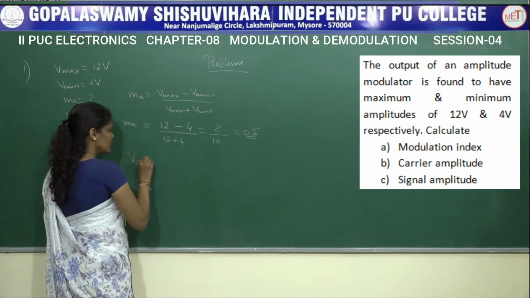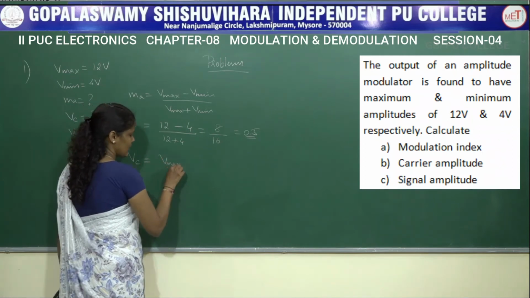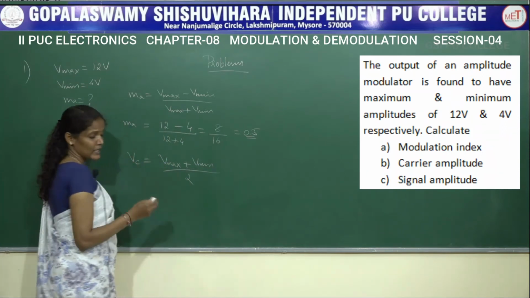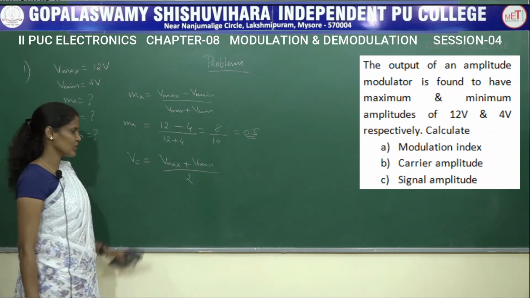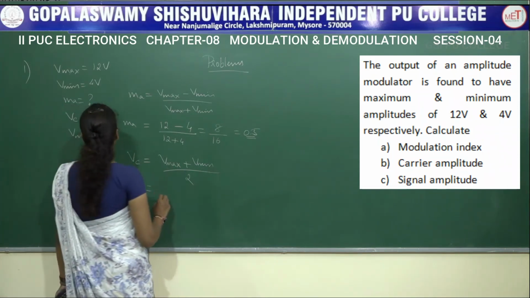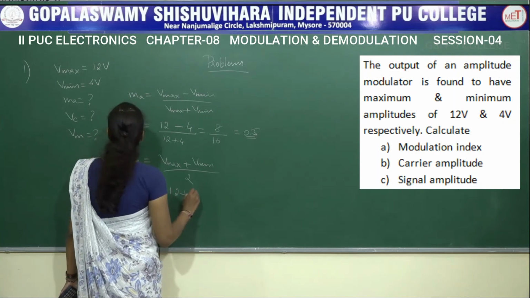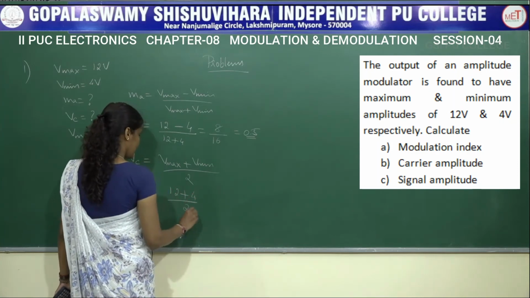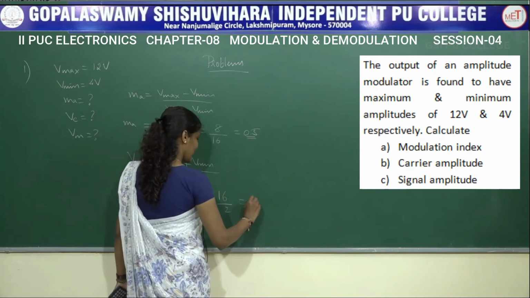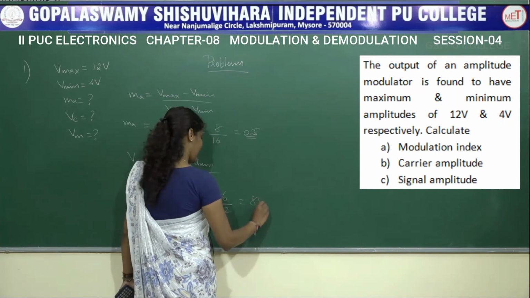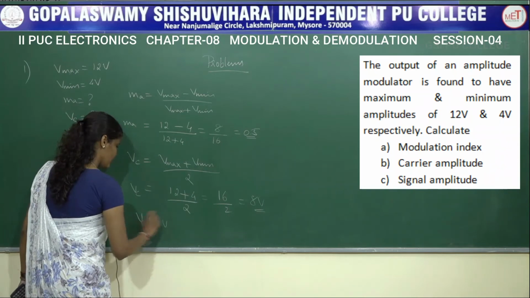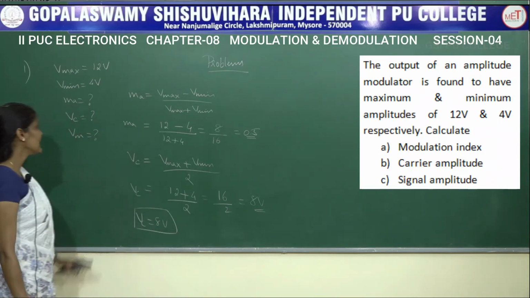Vc is equal to Vmax plus V minimum divided by 2. I had told regarding this particular expression in the derivation, that you have to remember this formula. So Vmax value is equal to 12 plus V minimum value is equal to 4 divided by 2. 12 plus 4 is equal to 16 by 2, which is equal to 8 volts. So Vc is equal to 8 volts. So we have found out this Vc.